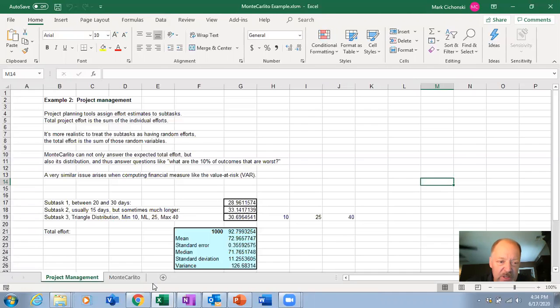A simple way, for example, would be, here's three examples. One is this is going to be between 20 and 30 days, so we use a random number to generate that. This one says, well, it's usually 15 days, but could sometimes be much longer. And then this one is probably the easiest one to use, which most people are familiar with, which is a triangular distribution. So here we're saying the task will take a minimum of 10 days, more than likely it'll take 25 days, and a maximum of 40.